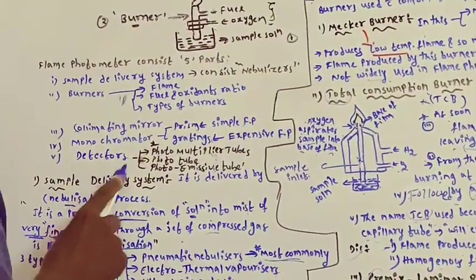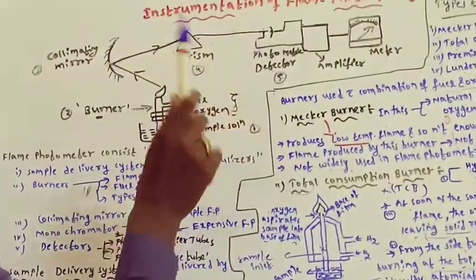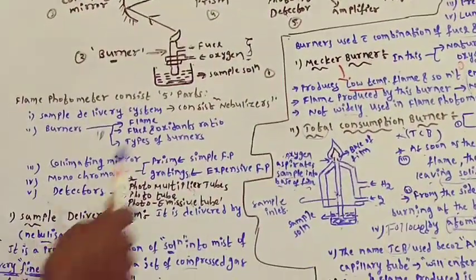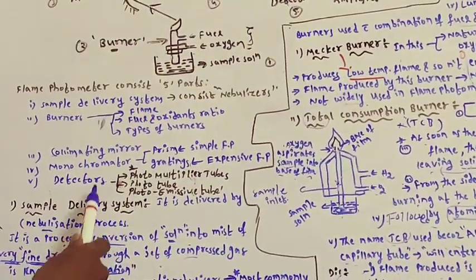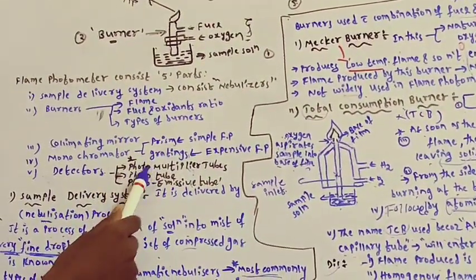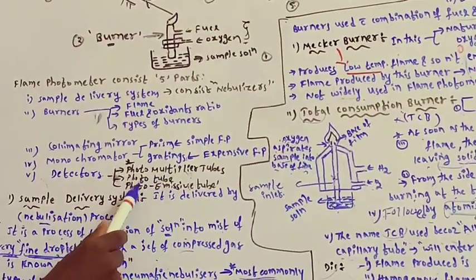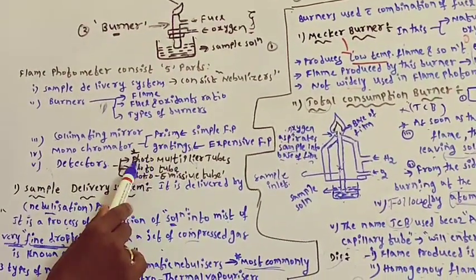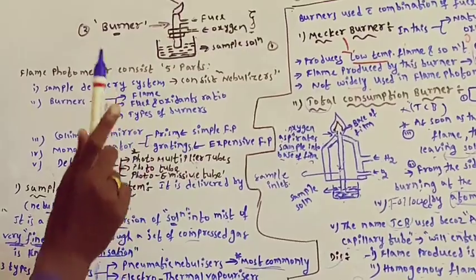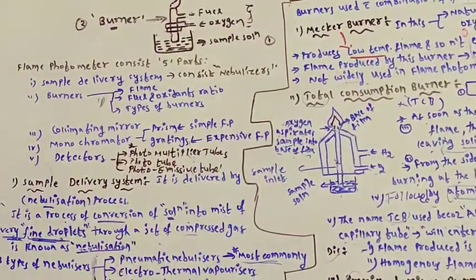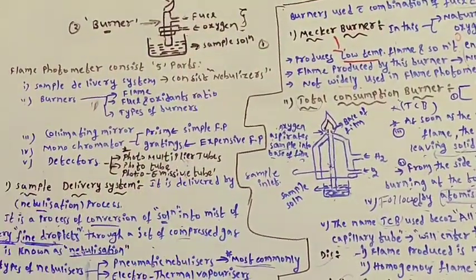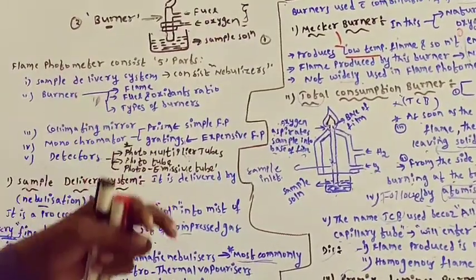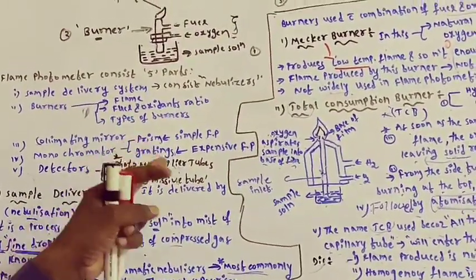Then detectors. The next part is the detector. Here the detector will detect the intensity of emitted radiation. What are the detectors we are using? Photomultiplier tube, phototube, photoemissive tube. Among these, mostly we use the photomultiplier tube in flame photometry. It will convert the radiation into an electrical signal. That's why these are known as photometric detectors.